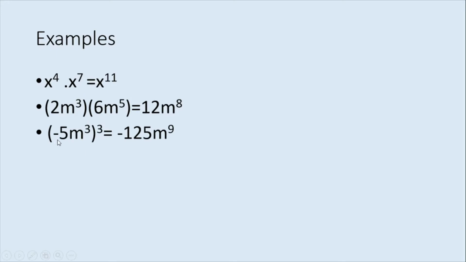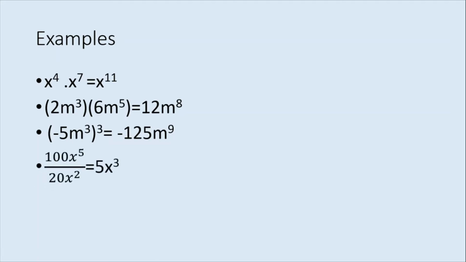Next, we have the quantity of negative 5m cubed, quantity cubed. So, we have negative 5 cubed. Negative 5 times negative 5 times negative 5. That is negative 125. M, 3 times 3 is 9. So, the answer is negative 125 m raised to the 9 power.